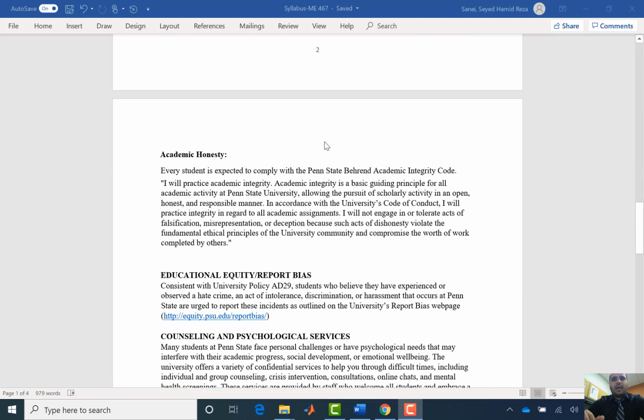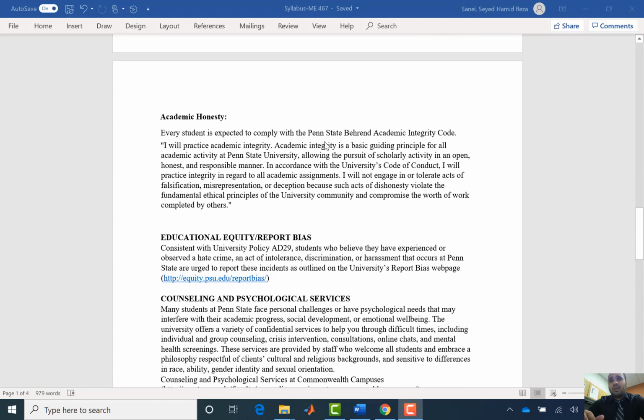Disability statement. Academic honesty is very important, and it becomes more pronounced now that we are dealing with online, so we don't have as much proctoring as we used to during in-person classes. So to ensure integrity, you need to follow the academic honesty code.